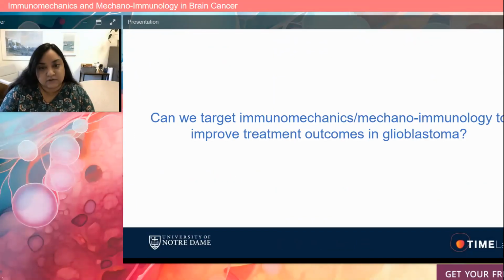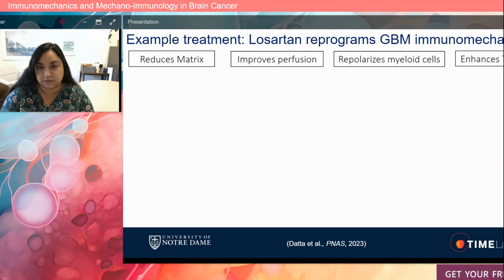And so this is all very interesting and mechanistic, but of course, eventually we want to be able to use this type of information to inform treatment strategies. Can we actually target some of these interactions between the immune system and the mechanics of the tumor in order to improve treatment outcomes in cancers like glioblastoma?